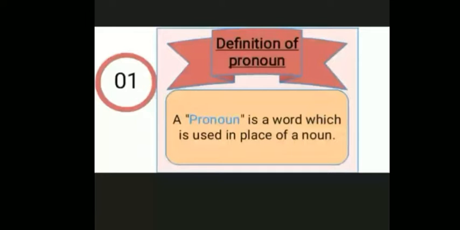At first, we have to know what is pronoun, right? Let's read. A pronoun is a word which is used in place of a noun. Or we can say pronouns are used to avoid using the same noun again and again.